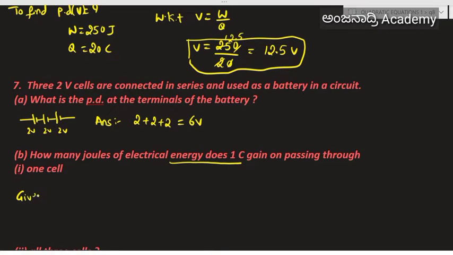How many joules of electrical energy does 1 coulomb gain on passing through one cell? What is given? Q is equal to 1 coulomb. One cell means the potential difference for one cell is 2 volt. And what is he asking? How many joules of electrical energy, means work is equal to question mark. Work or energy, both are the same. Work is equal to energy.